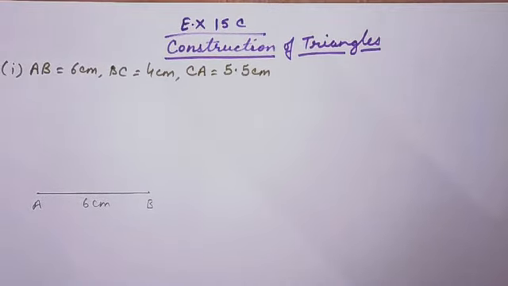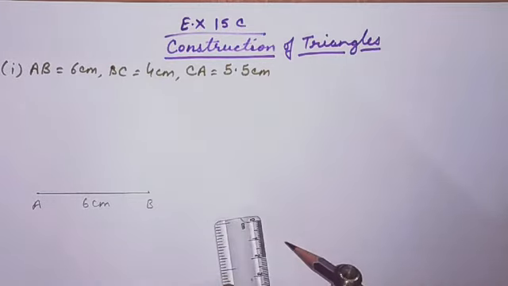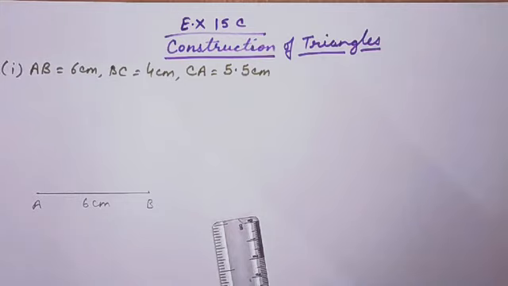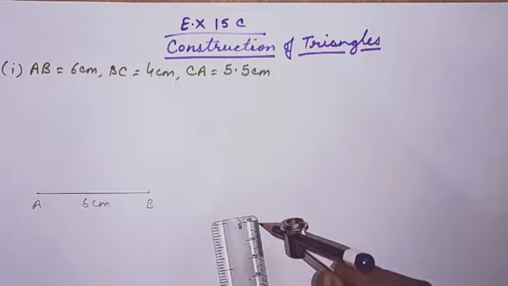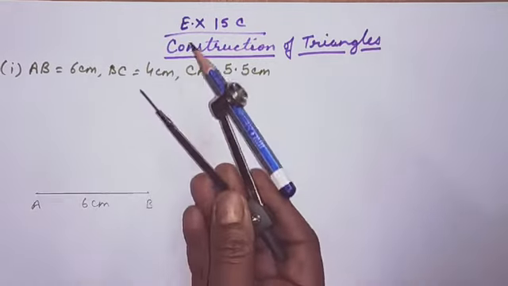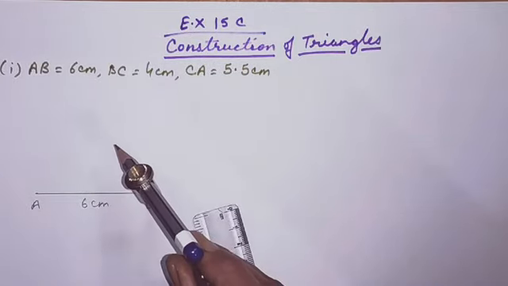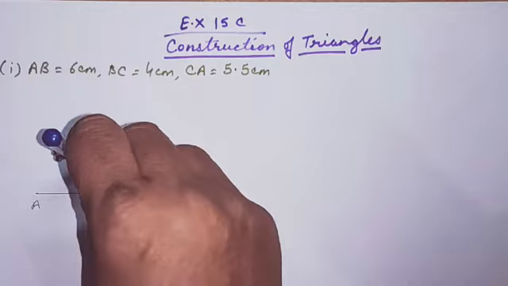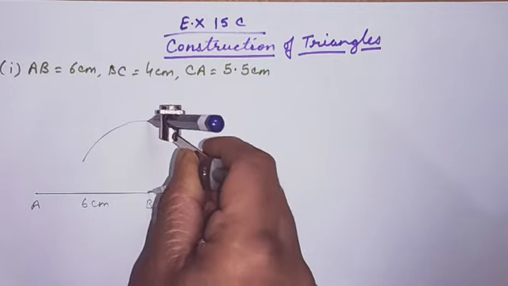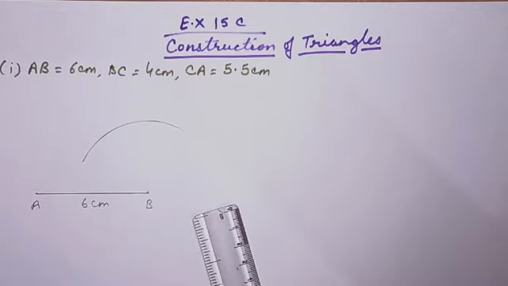Now next step. BC is 4 centimeter. So I will take the compass and open it till the measure is 4 centimeter. Okay. So this is my 4 centimeter. And what is the length of the side? BC. So I know the vertex B. I will place the tip of the compass here and mark an arc here. Okay. Make it a bigger one so that the other arc intersects it.